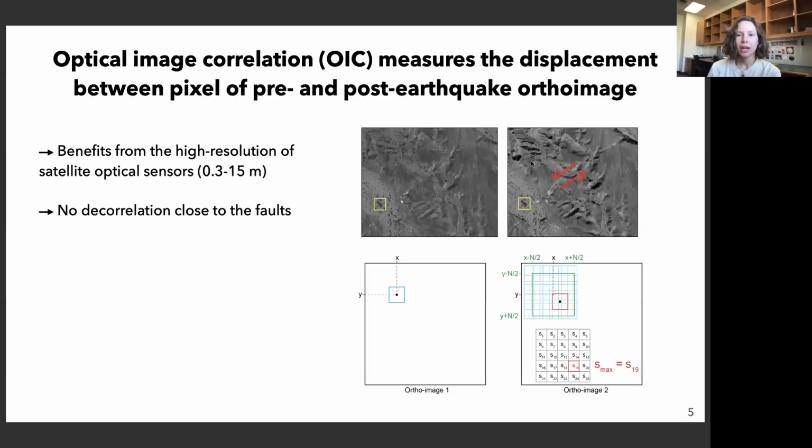So optical image correlation is a method to measure the displacement between pixels of pre and post-earthquake ortho images. An ortho image is just an optical image which has been corrected from the distortions of the satellite viewing angle. That method, as I said, benefits from the high resolution of satellite optical sensors from about 0.3 meters to 15 meters ground resolution. And there is no decorrelation close to the fault. We are, though, subject to decorrelation due to surface processes or weather clouds or water, but quite similar to what InSAR is being affected by.